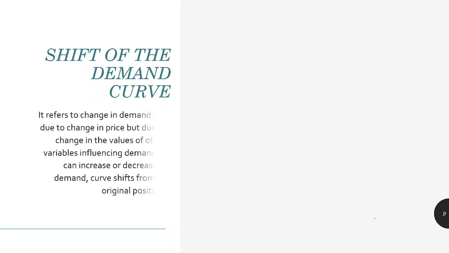Now, shift of the demand curve. It refers to change in demand not due to change in price, but due to change in the value of other variables influencing demand. So here we are considering all the other factors except price. Price is kept constant and all the other factors are changing. This is a shift in the demand curve. When there is a shift, it shifts from its original position, either to the right or left.